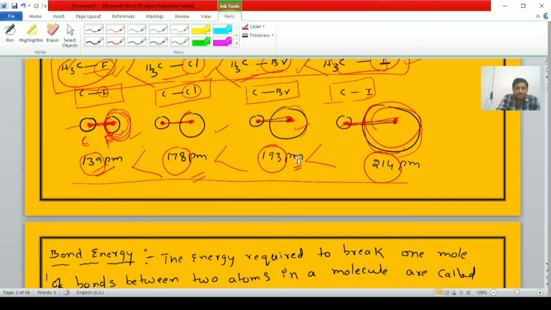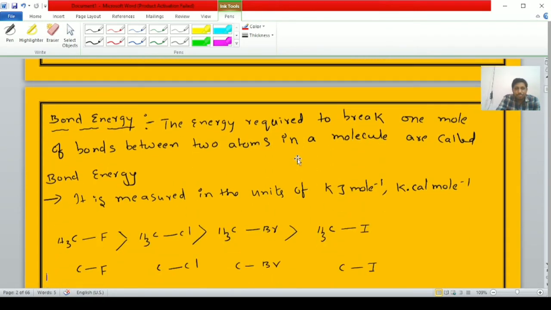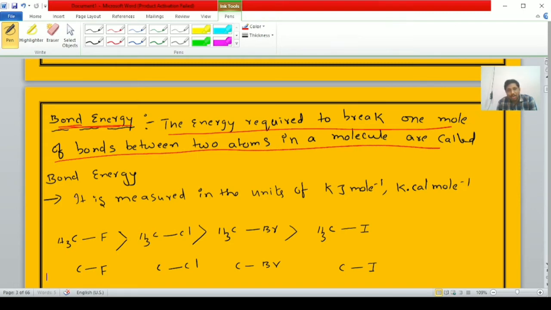Next property, student, bond energy, which is also known as bond enthalpy. Observe the cursor, student, bond enthalpy. Here bond energy can be defined as the energy required to break 1 mole of the bonds between the two atoms in a molecule.